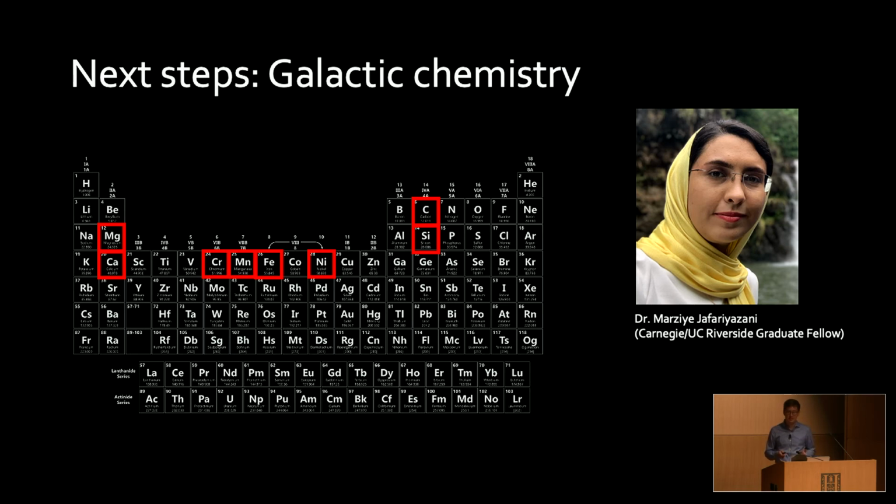And they might not look like much because the periodic table is a lot bigger. But if you think of the fact that before her work, there was only one galaxy in this period of the universe where even 2 elements had been measured, then you can really appreciate that her work was a big step. And she was our first UC Riverside Carnegie graduate fellow and just successfully defended her PhD thesis today. So Marzi's work, I think, is going to tell us a lot about these galaxies' distant past that we really couldn't learn in any other way.